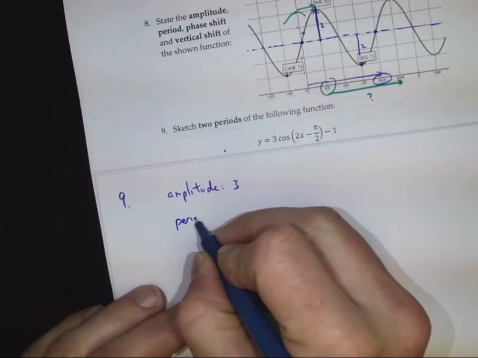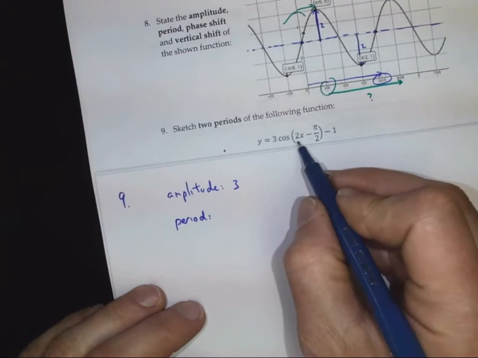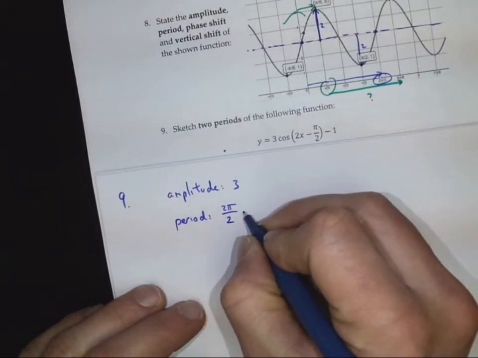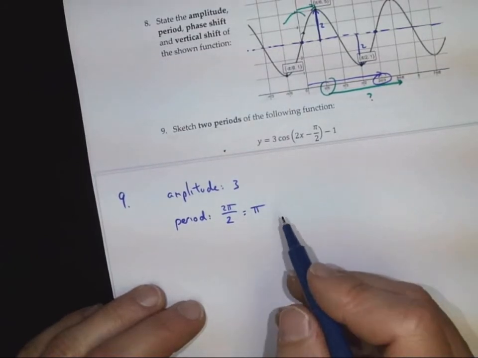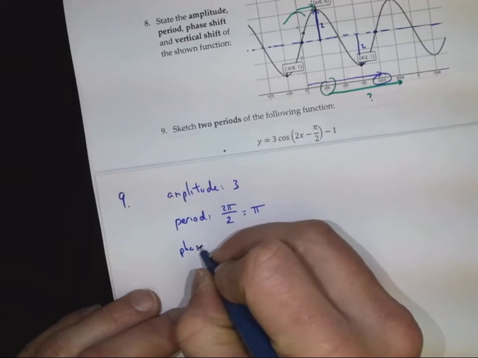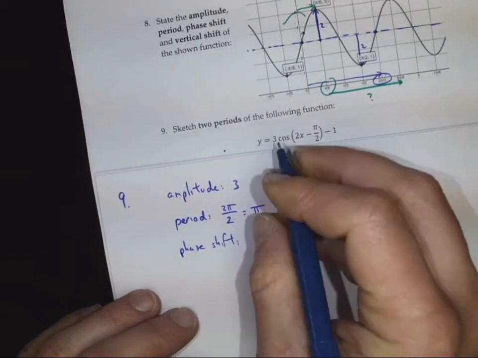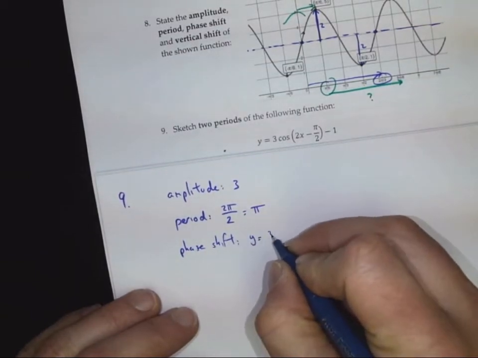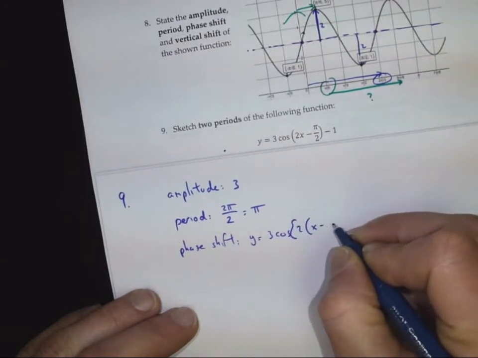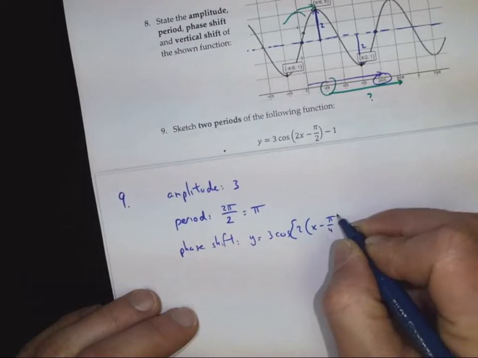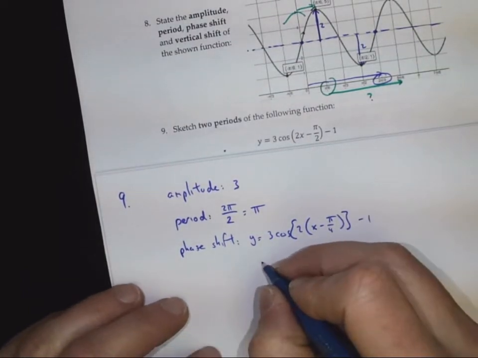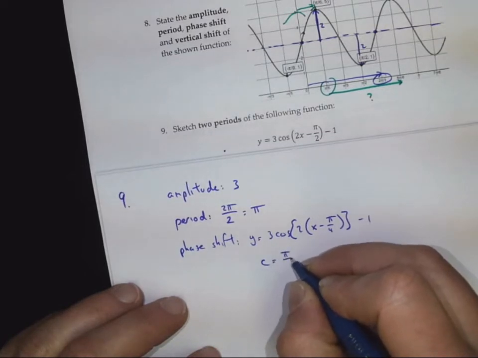My period, I'm going to need to know my period. And looks like it's going to be related to 2, of course. 2 pi over 2, which is pi. So it's going to repeat itself every pi units. For my phase shift, I'll have to factor that out, of course. So it's going to be y equals 3 cosine 2x minus 1/4 pi. And so that means that my c value is pi by 2, 4.